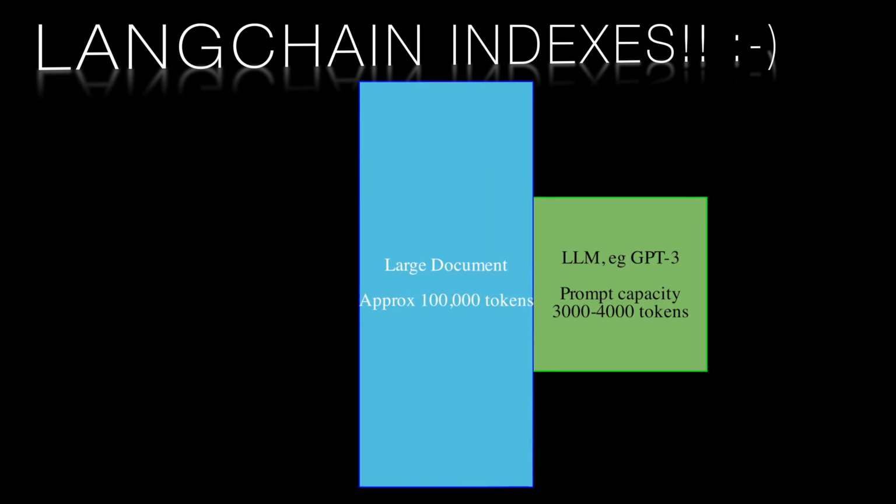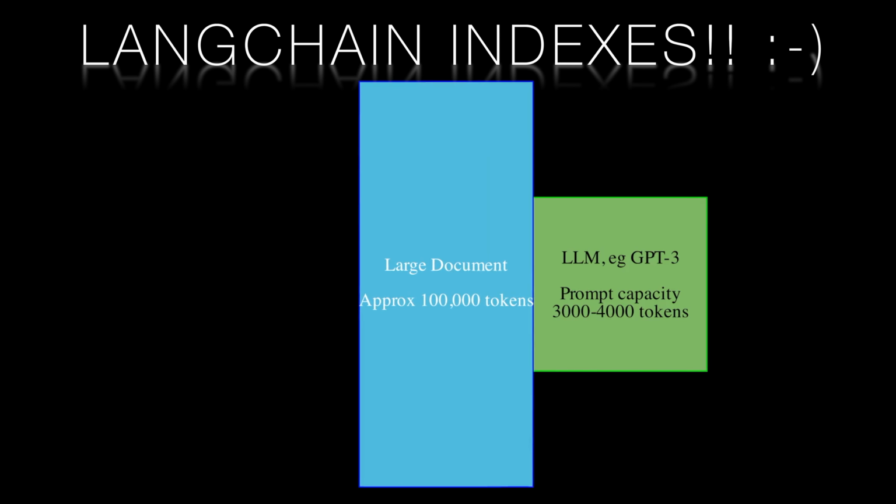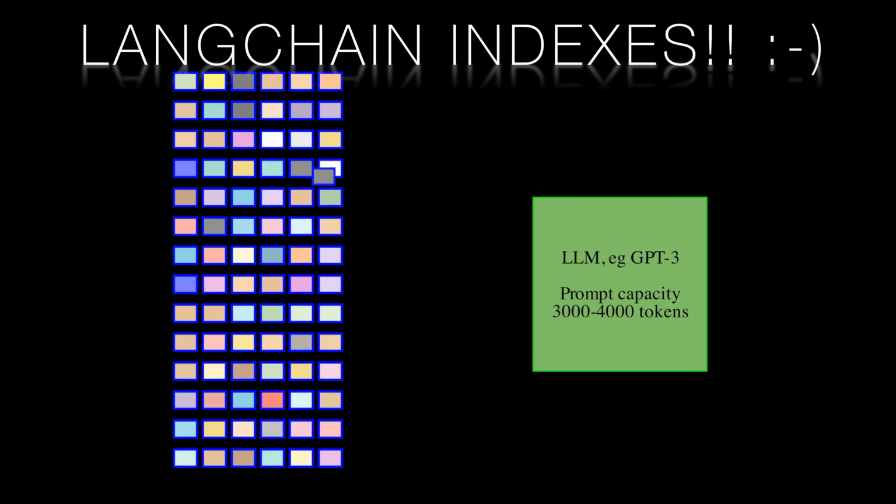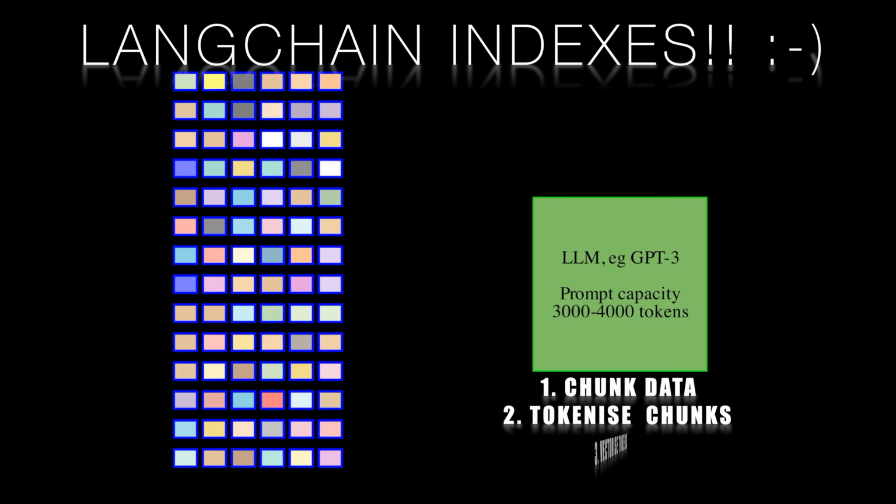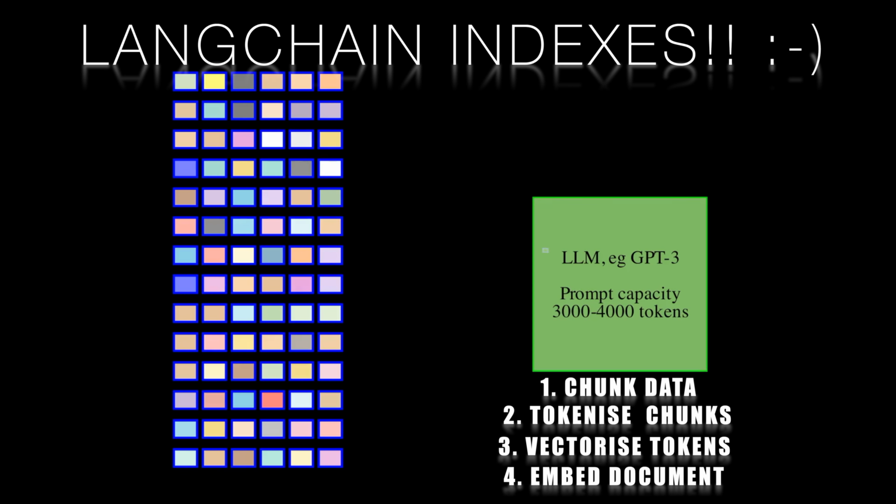Enter LangChain, specifically the index components. These components allow us to take large documents and split them into chunks that are small enough to be fed into LLMs. They do this in a really efficient way. They don't just chunk up the text, although that is valuable in itself, but they'll vectorize the chunks. That's to say, turn the text into tokens, turn the tokens into an embedding vector, and the series of embedding vectors into an embedding matrix, and store that in a vector database like Pinecone.